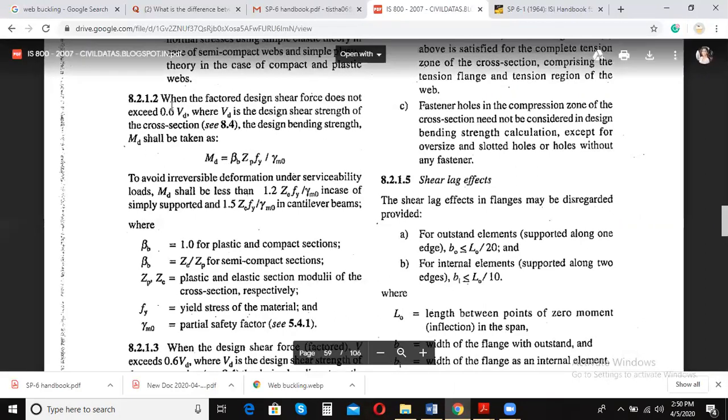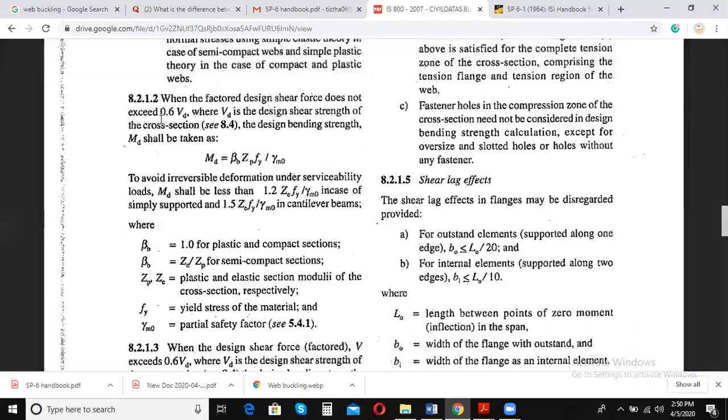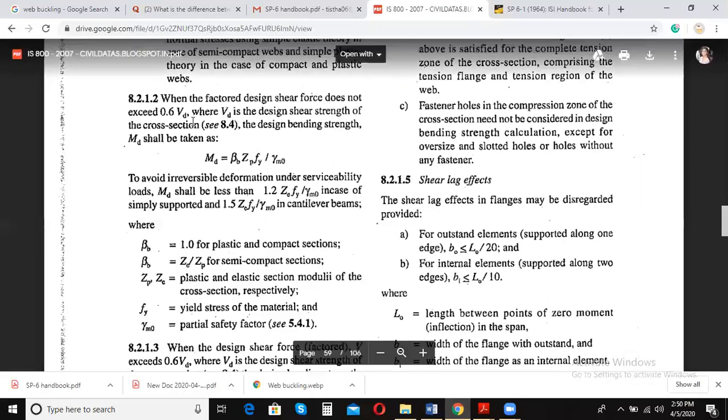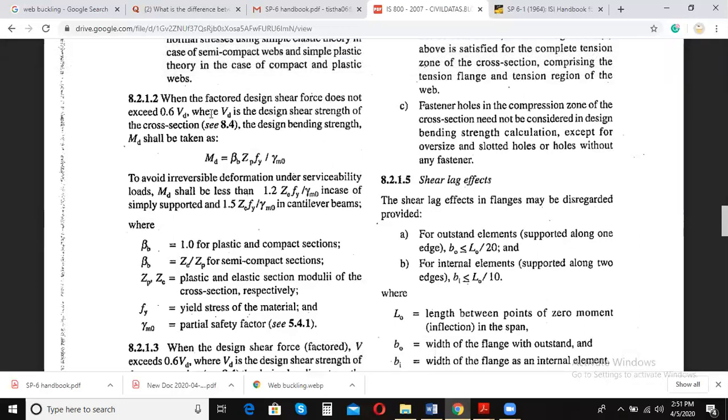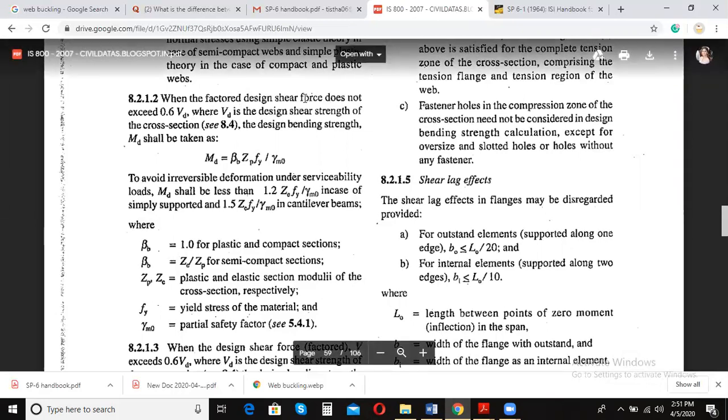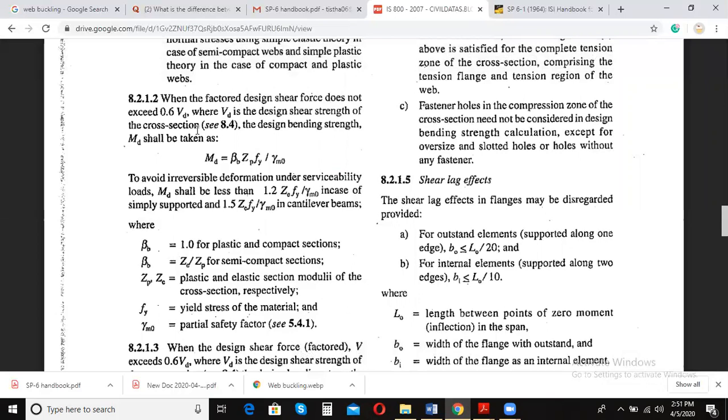Okay, so the first line here is talking about the comparison between the maximum shear force that is acting on the beam and a critical value, which is given by 0.6 times VD, by which we check whether the beam is in high or in low shear. So whenever the shear force is less than this value, 0.6 times design shear strength of cross section, then it is in low shear, and we are considering the design bending strength of a beam in low shear, and based on this formula we are rearranging the formula to find out the plastic section modulus.